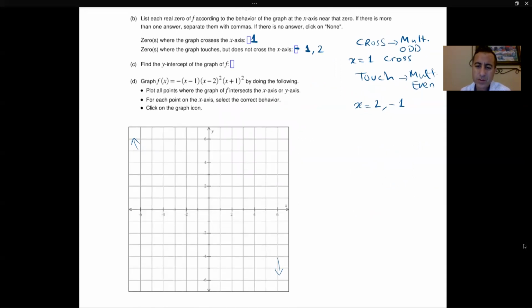And whether it crosses, if it crosses, then we don't know yet if it crosses this way or it's going to cross this way. And a touch as well, is it going to touch and open up, or is it going to touch and open down.